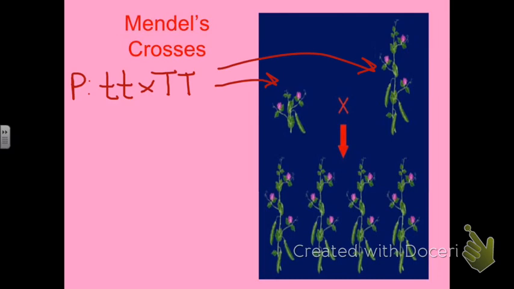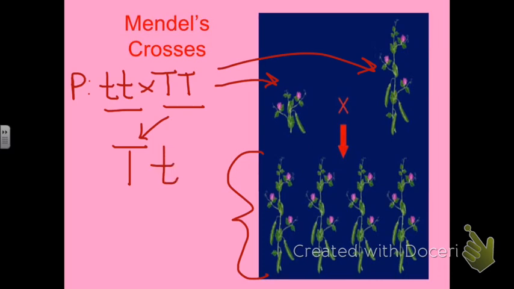And then what he would end up with in his next generation here is that because this parent can only give a little t and this parent can only give a big T, all of the offspring from that cross would have 1 big T from that parent and 1 little t from that parent. That happens in meiosis. So then the offspring would have 1 dominant allele, 1 recessive allele, and they would all be tall. Okay, so that would be what he would see in the first cross that he did.